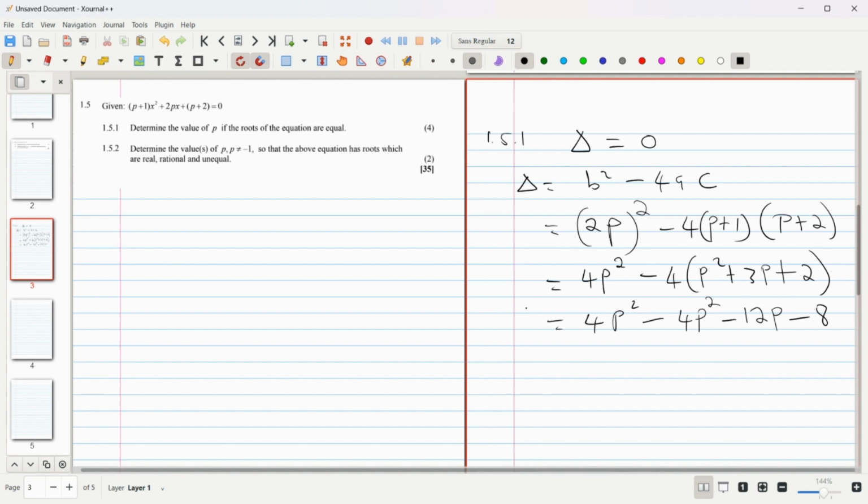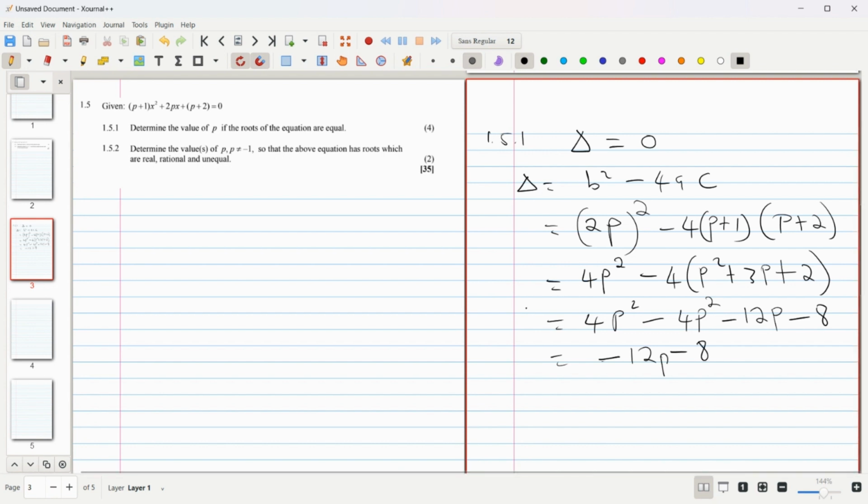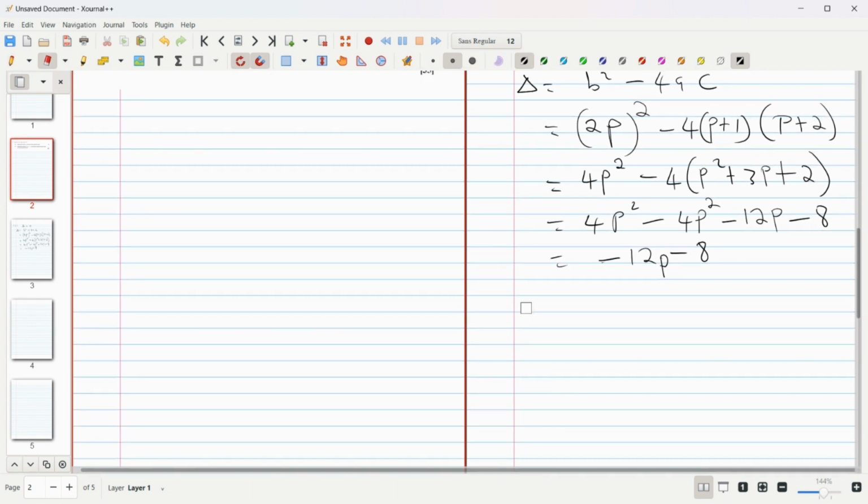The next thing here, we group the like terms. We can see 4p squared minus 4p squared will cancel, giving 0. And then we'll be left with minus 12p minus 8. So this is our discriminant.